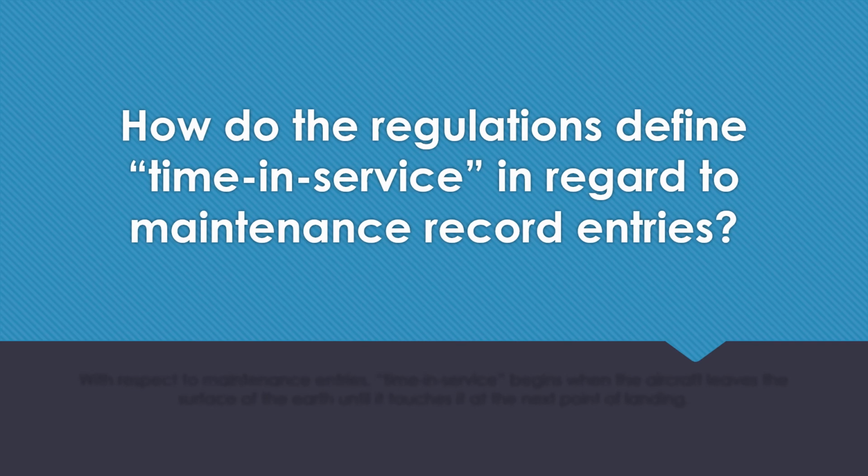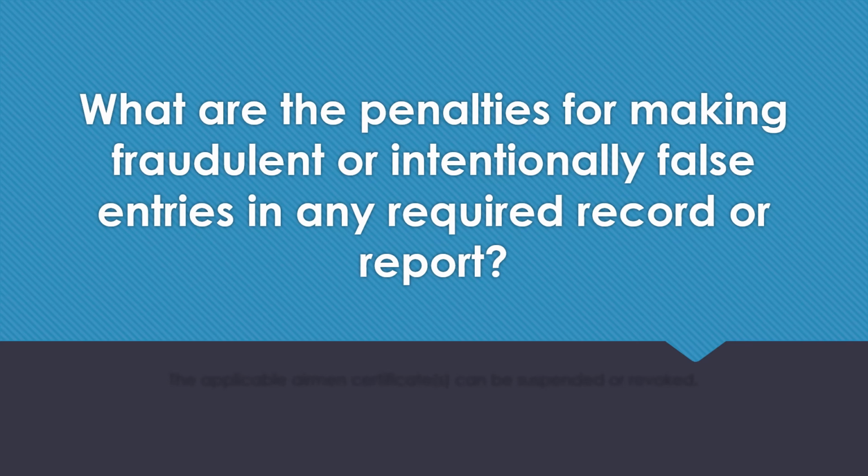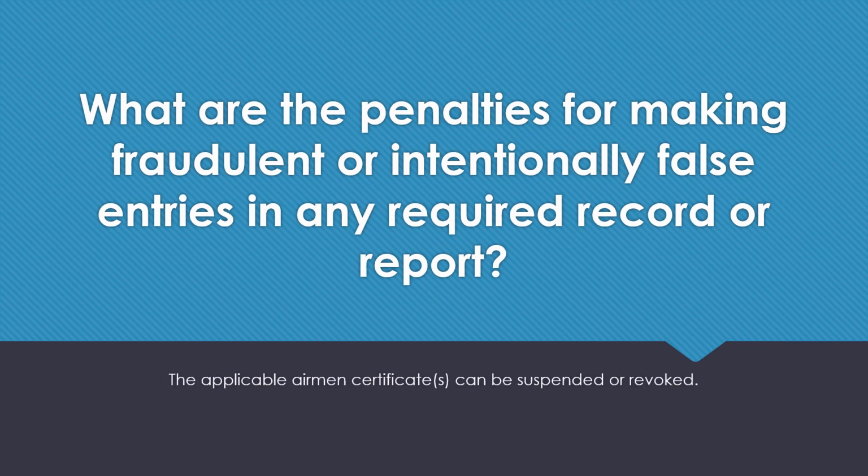How do the regulations define time in service in regard to maintenance record entries? With respect to maintenance entries, time in service begins when the aircraft leaves the surface of the Earth until it touches it at the next point of landing. What are the penalties for making fraudulent or intentionally false entries in any required record or report? The applicable airman certificates can be suspended or revoked.